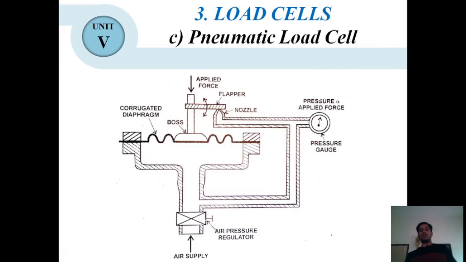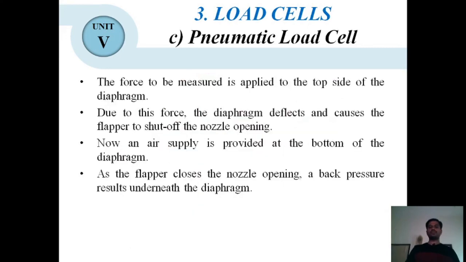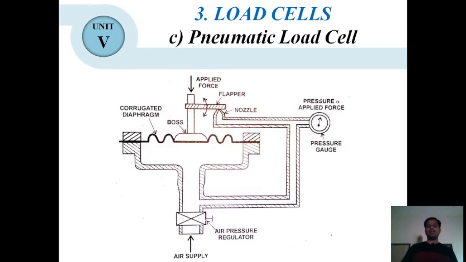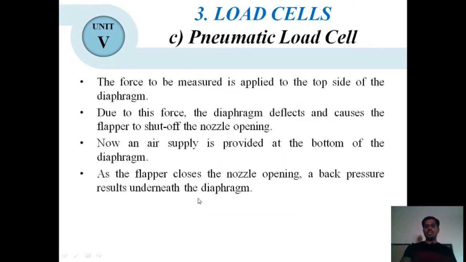Now we are going to discuss the operating procedure. The force to be measured is applied on the top side of the diaphragm. On the top side of the diaphragm, we will apply the force, which will result in the deflection of your corrugated diaphragm. So this diaphragm will move downwards such that the flapper will close the nozzle opening. Due to this force, the diaphragm deflects and causes the flapper to shut off the nozzle opening.